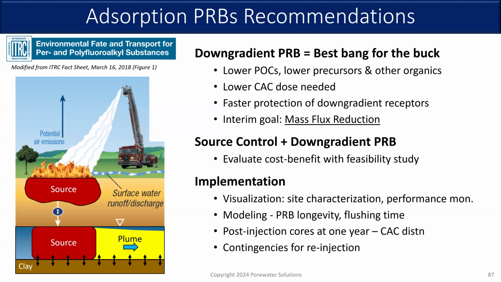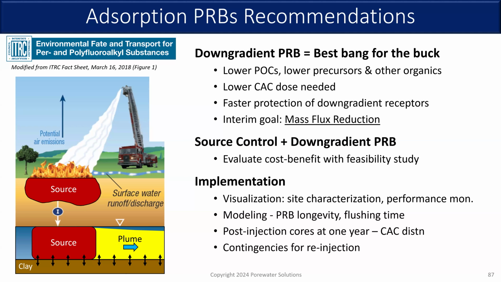Don't expect things downgradient of a barrier or a pump and treat containment system to clean up quickly. It's probably going to take a while. Maybe focus on mass flux reduction as your interim goal, because that you can achieve pretty quickly. You can get some advantage, especially at smaller sites, by looking at source control with adsorption or other technologies. And you can add that to a downgradient PRB and really extend the longevity of a PRB in some cases.